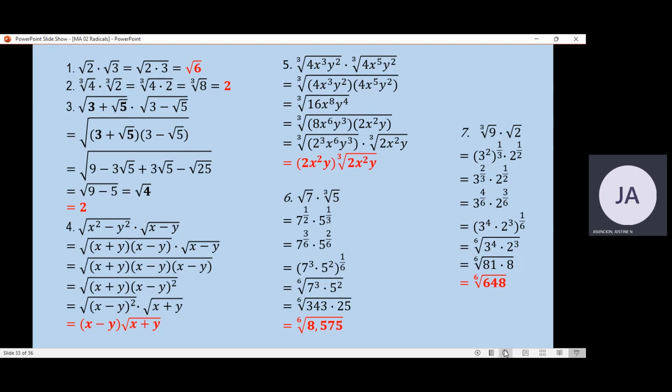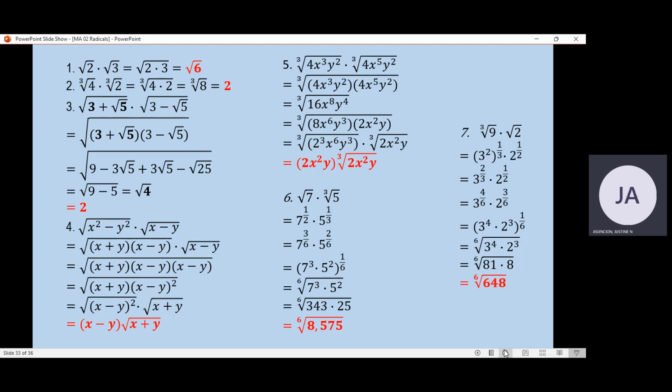Okay, so again, always remember if the given have different indices, you need to express them with the same indices so that you can multiply them. Okay, so be careful. Do not multiply immediately.